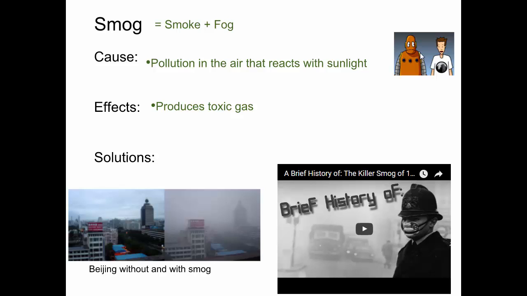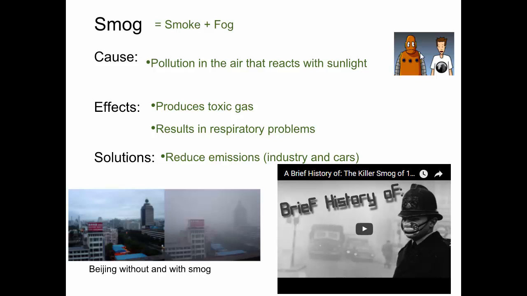Because if you're out going for a run or something, you'd be inhaling a lot of that smog, and it could damage your lungs. People that have already existing diseases, it can make them worse. Things like emphysema, asthma. And so to help improve upon this problem, basically we need to reduce the amount of these pollutants coming out of factories and cars and so forth.